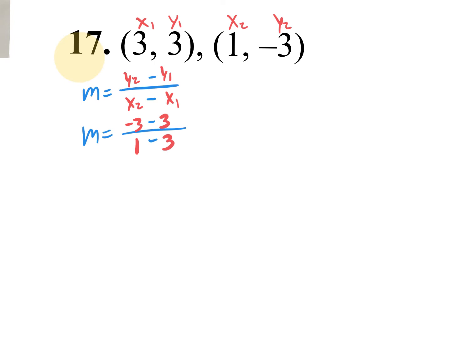Doing the math, up on top, we have a negative 3 minus 3. You owe 3, you're going to owe 6 altogether. So that's a negative 6 up on top over 1 minus 3, that's a negative 2 on the bottom. So what is the m value? M equals 3. Thank you, the one student that's following me.